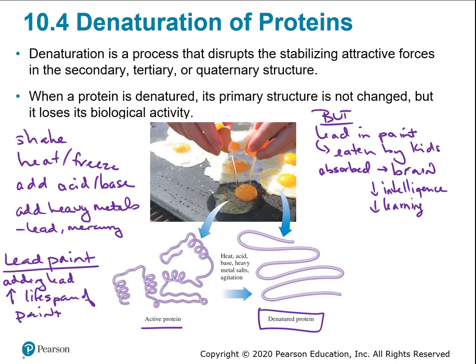So one, does anybody eat meringue? Does anybody like lemon meringue pie? Okay, meringue. I'm not a meringue fan. I like the lemon, but not the meringue.